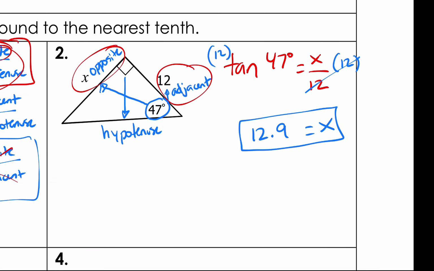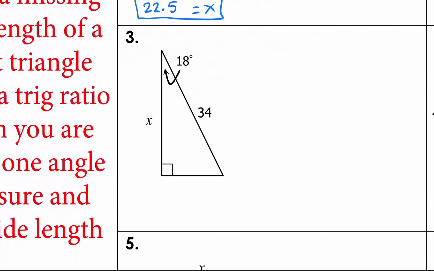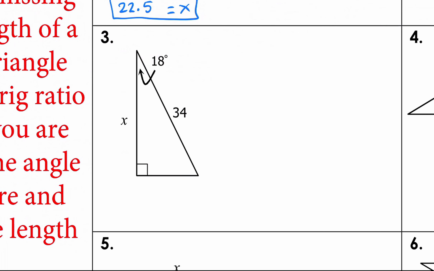Okay. So let's go to number 3. So here's our angle that we're focused on. This side over here, that's opposite of 90 degrees, is my hypotenuse. Okay, we don't care about this side because there's nothing there. So we do care about this side where the x is.